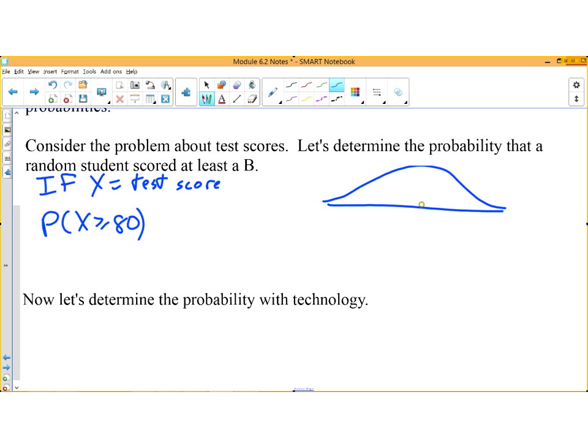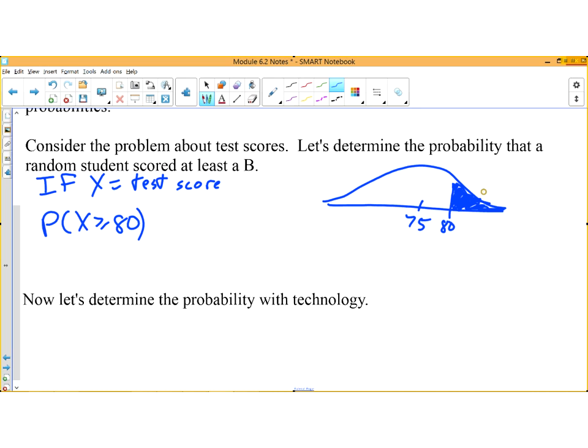Okay, well, like I said, I'm always going to draw the normal distribution. So I'll have my 75 here, and my 80 is going to be here. So it's less than 1 standard deviation above the mean. I can calculate it. So at least means that much or higher. So I'm looking for this area over in the right tail.